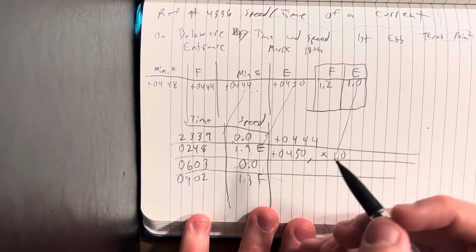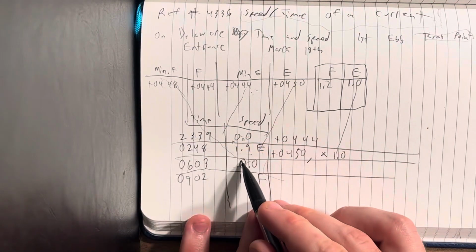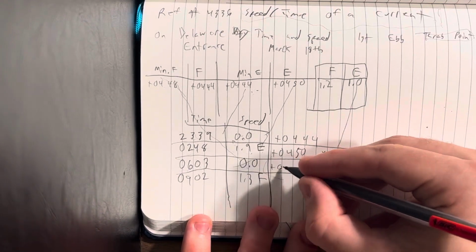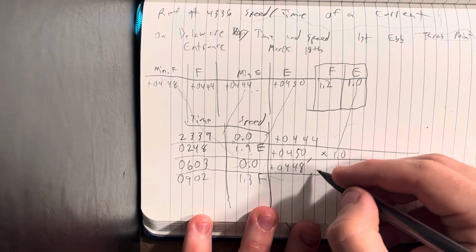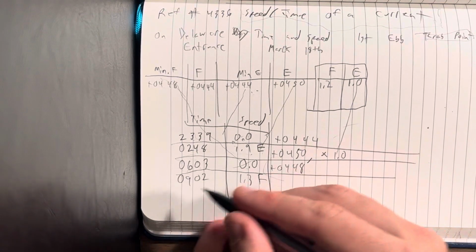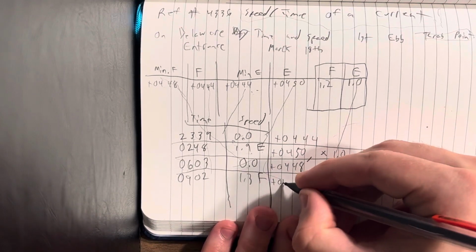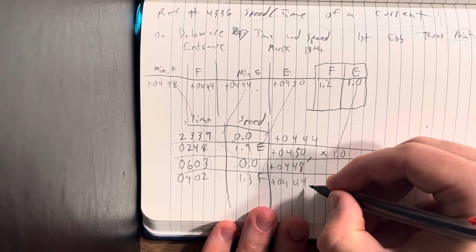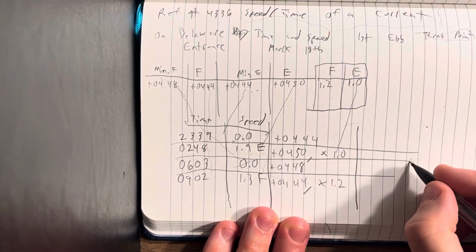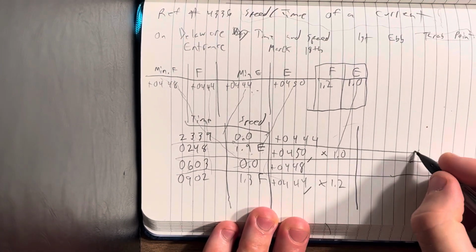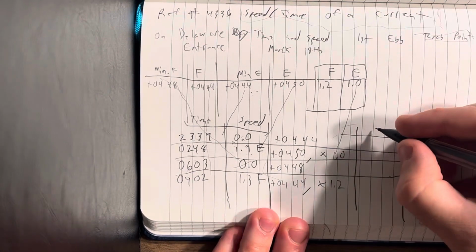It doesn't matter. Now we've got a minimum before a flood. So we're going to take this one over. We'll do plus 0448. And again, it's a slack water, so speeds mean nothing. And then the correction for a flood. So plus 0444, and we multiply it by 1.2. So then what we get over here is all of our true times and speeds.